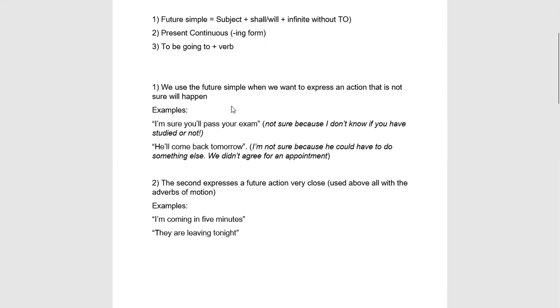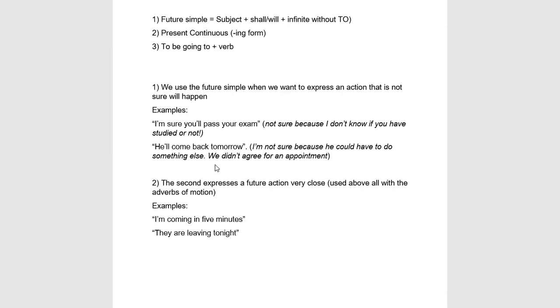So we use this form, subject plus will and the infinitive without to, because there is no to before pass, it's just the simple present form. So I'm sure you'll, this is the contracted form, you'll pass your exam. Second, he'll or he will come back tomorrow. I'm not sure again if he'll come back tomorrow because he could have to do something else. So we didn't agree on an appointment.